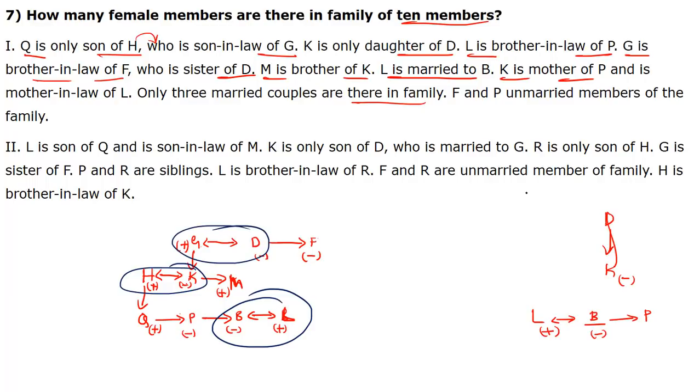Alright. The next one is F and P are unmarried. So F is not married. So that is correct. P is not married. That is also correct. Of the family. That is done. So now let's check out how many members there are. There are 10 members, right? We need to check how many female members. 1 female member, 2, 3, 4, 5 female members. And 1, 2, 3, 4, 5 male members. There are 10 members in total, so there are 5 male and 5 female. Therefore, statement 1 is sufficient to answer the question.